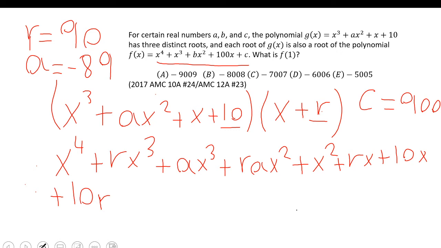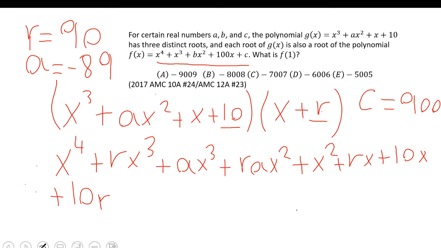Let's find B. So how am I going to find B here? Well, B is the sum of our quadratic terms. So we have x squared and rax squared, right? Now, I know r and I know a, so I can find this, we can find b. So let's figure this out. R times a is 90 times negative 89. So we can just find 89 times 9, negate that, add on a 0.